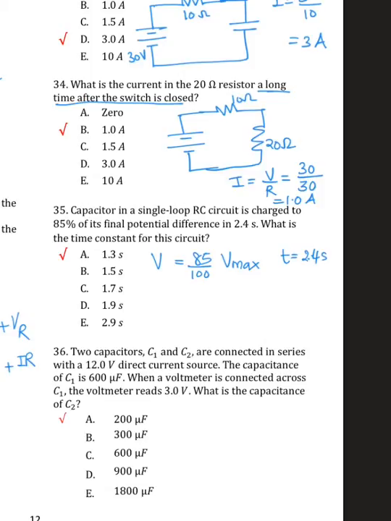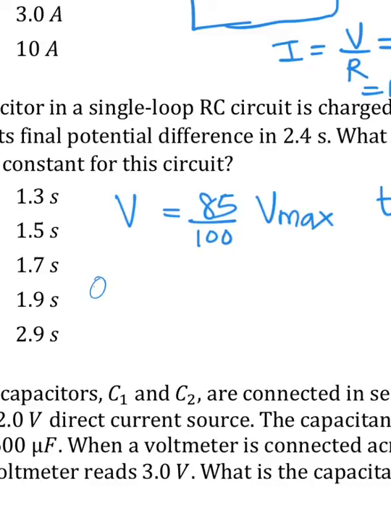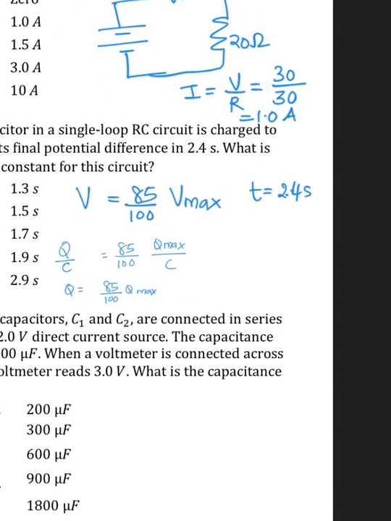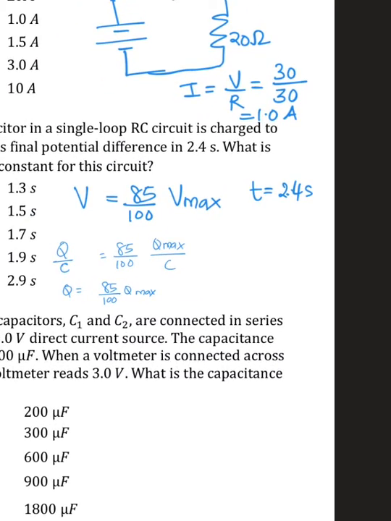So let's see how to solve this one. We can write this V as Q over C, and we will write this as Q max over C. So we have got Q is equal to 85% of Q max. Now we can apply the formula for Q.